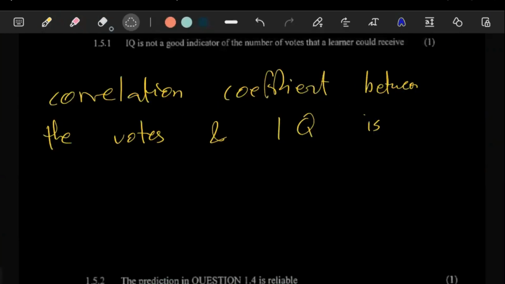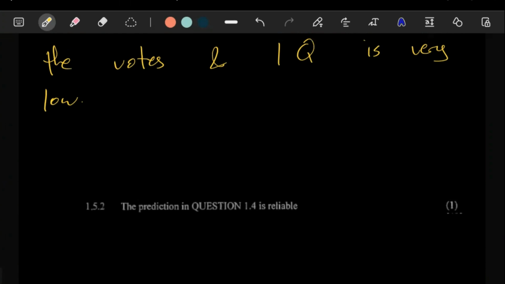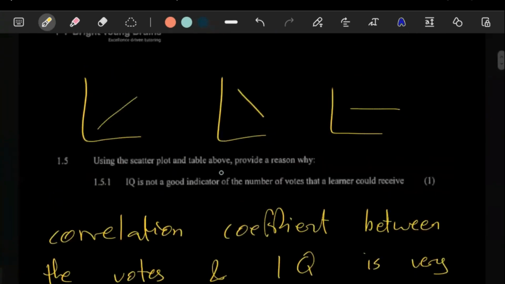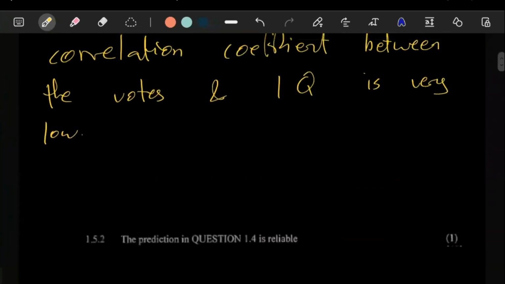Keyword very, because if it's almost like a straight line that you're going to draw there, it means the correlation coefficient between the votes and the IQ is very low. See, there we go. Now they said here for question 1.5.2, the prediction in question 1.5 is, what is the question now? Using your scatter plot in the table, provide a reason why the prediction in question 1.4 is reliable.